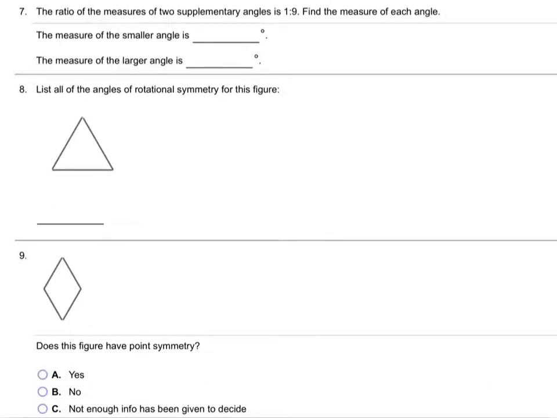Number 8, list all of the angles of rotational symmetry. All right, so what angles can we rotate that figure so it'll come right back onto itself? So if we put a dot in the center here and we think about rotating it, kind of like this, how far does this need to rotate so it'll come back onto itself? Yeah, see how it's 1/3 of the way around? So what's all the way around?